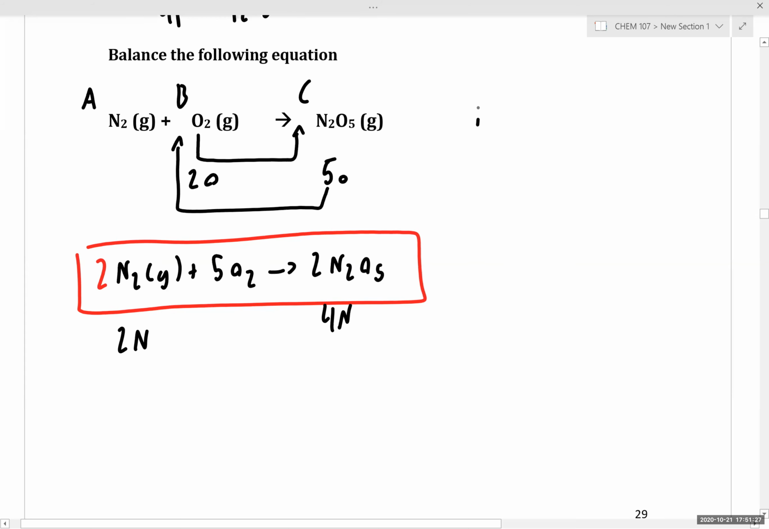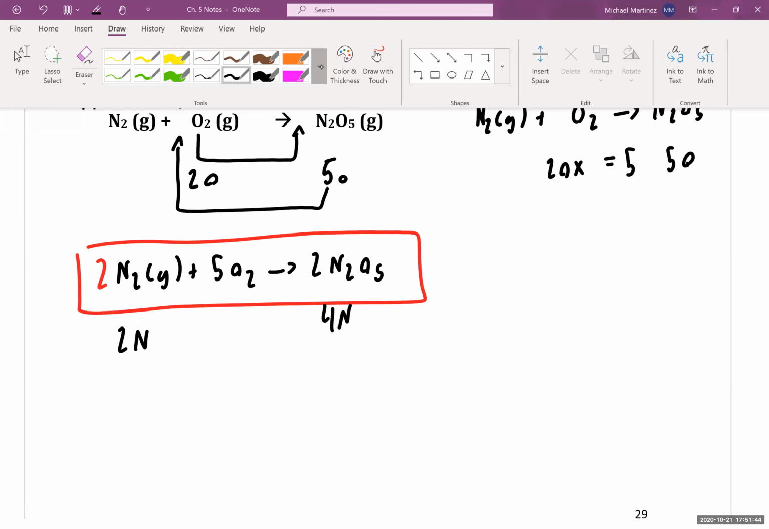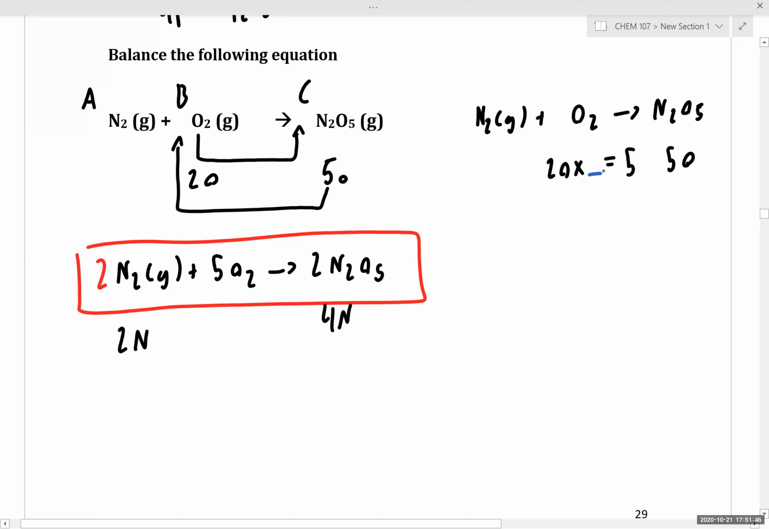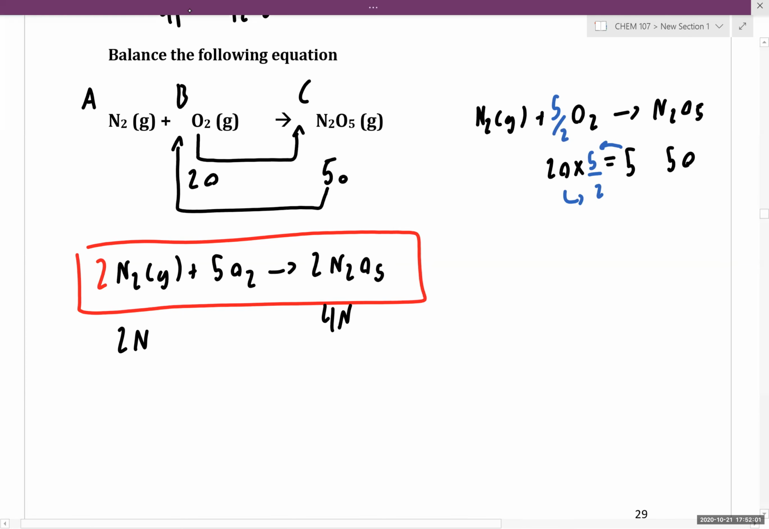The other method that we can use is the half notation method. So if we have 5 oxygens on the right and 2 oxygens on the left, what fraction can we guess that would give us 5? If we have 2 and we want 5, what fraction should we guess? 5/2. Yep, exactly right. So we put the 5/2.